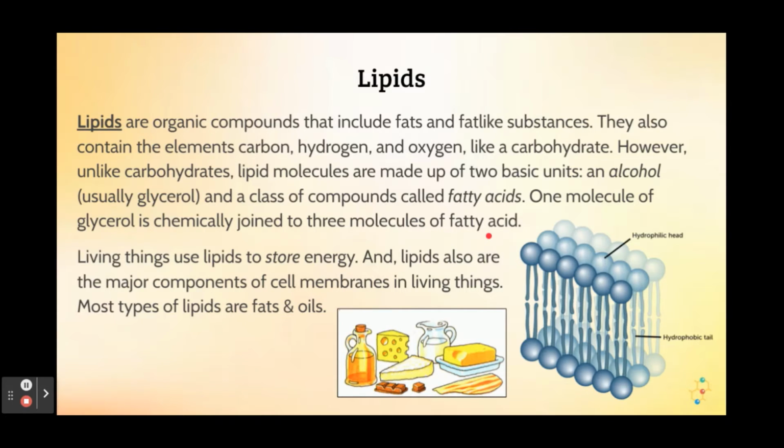So we use lipids to store energy. In carbohydrates, we use it mainly for energy. Here we use it to store energy. And lipids are also major components of cell membranes in living things.